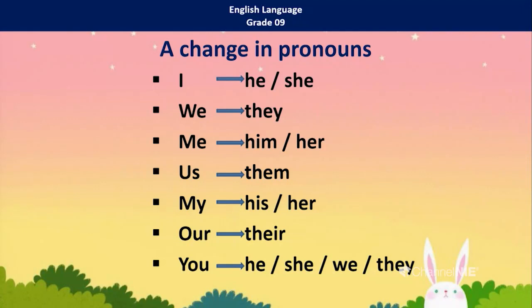Then a change in the pronoun also. I becomes he or she, we becomes they, me becomes him or her according to the gender. Us becomes them. My becomes his or her, again according to the gender. Our becomes their. You becomes he, she, we or they. Remember these as well. If you want, you can write it down. In your textbook also you have the change in pronouns. Remember these, children, because you need these for the next lesson. So get ready and keep it in your brain.